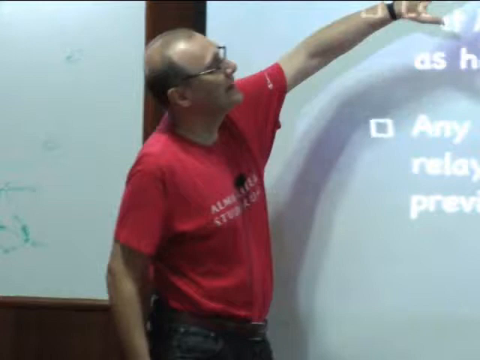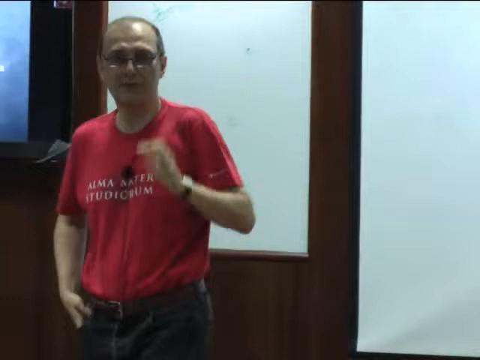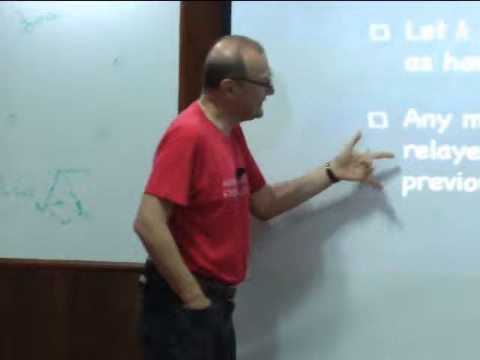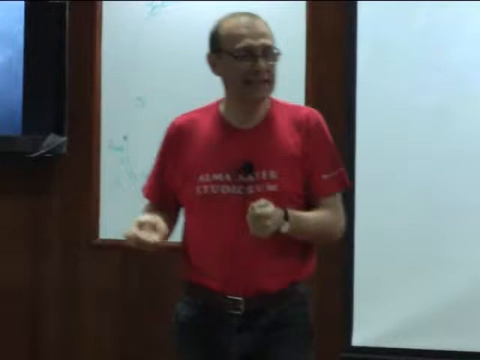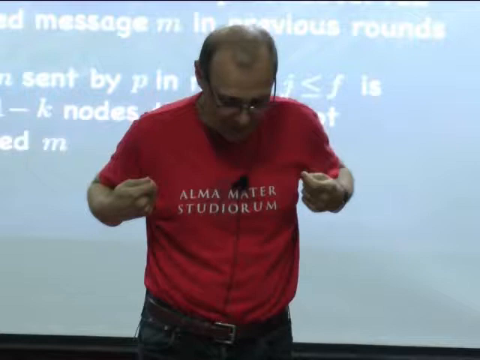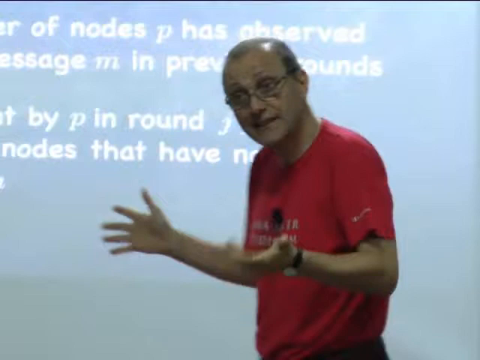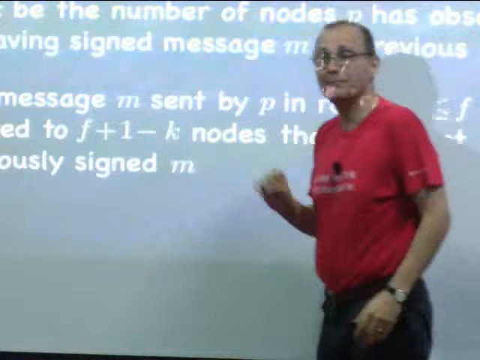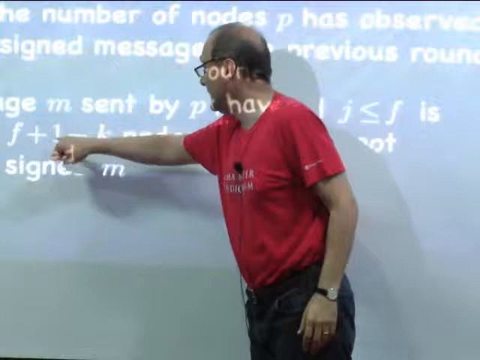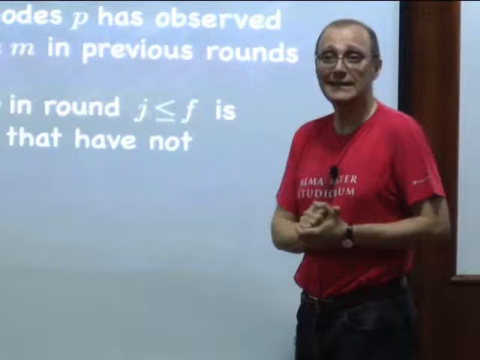The lazy alternative follows the Dolev-Strong protocol most of the time, but not in the following sense. Typically, when I'm asked in a round to forward a message, appending my signature, I send it to everyone. Here, instead, in this lazy alternative, I'm going to send it only to f plus 1 minus k distinct other nodes, where k is the number of nodes that I've already seen have signed the message. So I'm sending fewer messages.